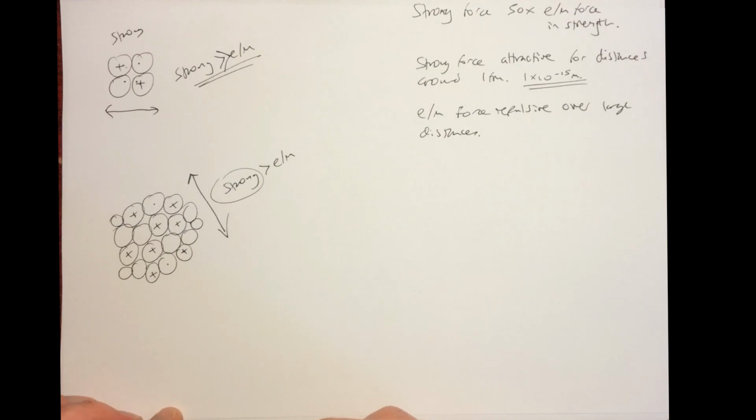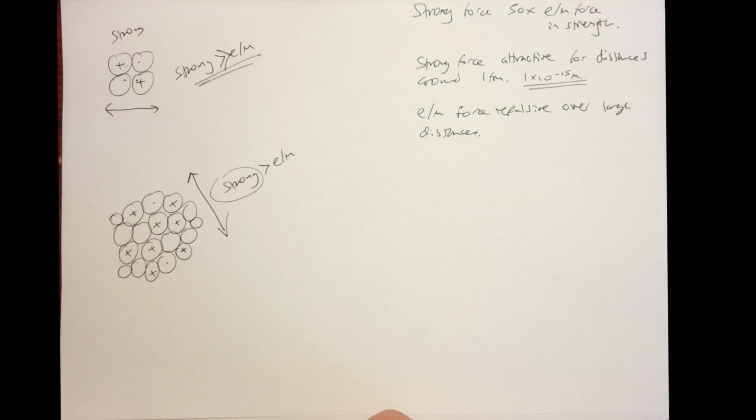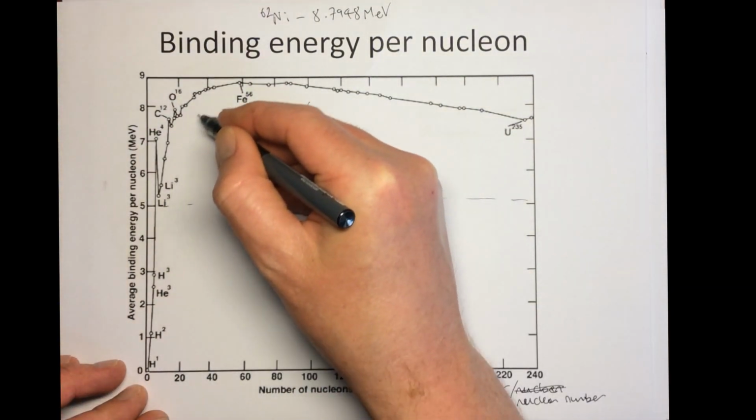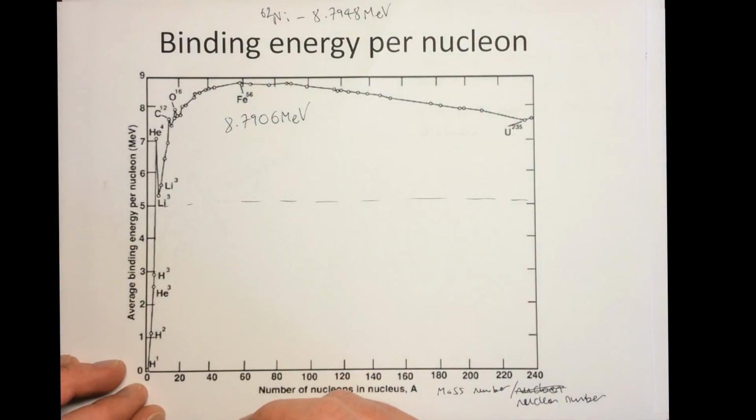Okay, so I hope that makes sense. It's a bit difficult to explain that, but I hope that makes sense. Okay, so that is why up to here we get an increase in the binding energy per nucleon, because the more nucleons there are, the greater the strong force, and that dominates over the electromagnetic force.